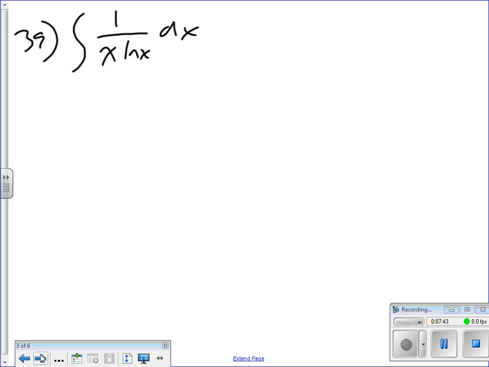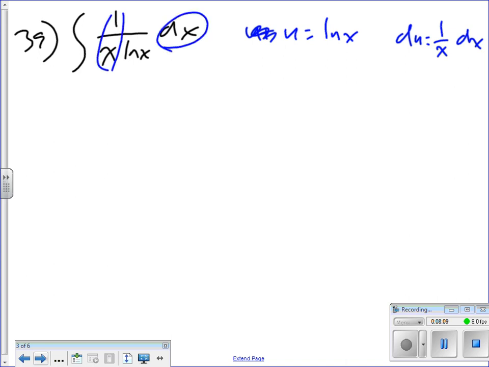So you want to pick a complex item, generally speaking, in order to do this. So what should my u be on this one? ln of x. You should be in the natural log. u equals ln of x. du equals 1 over x dx. That's my du. So this becomes 1 over u du.